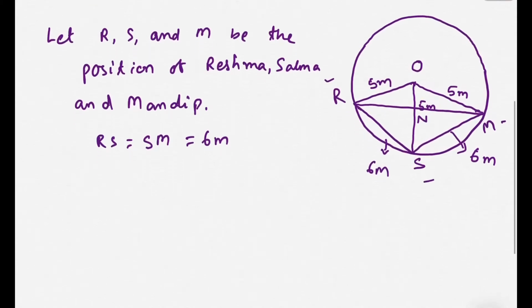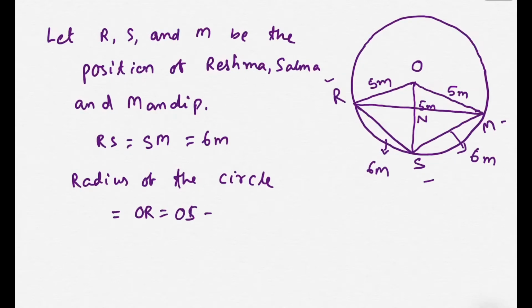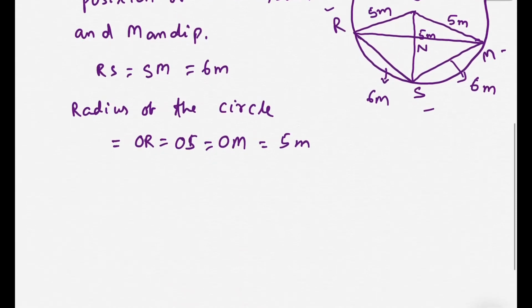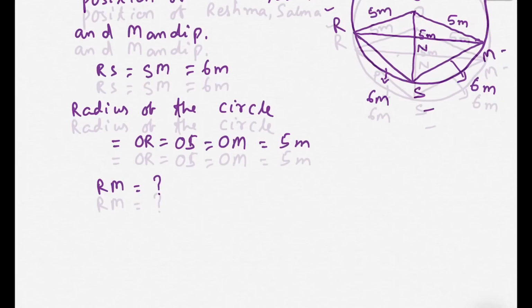Now we are given that radius of the circle, it is equal to, we know it is OR is equal to OS and it is also OM and all are 5 meter. It is given to us. And what we have to find out here? We shall find out RM, distance between Resma and Mandeep. This is what we need to find out.